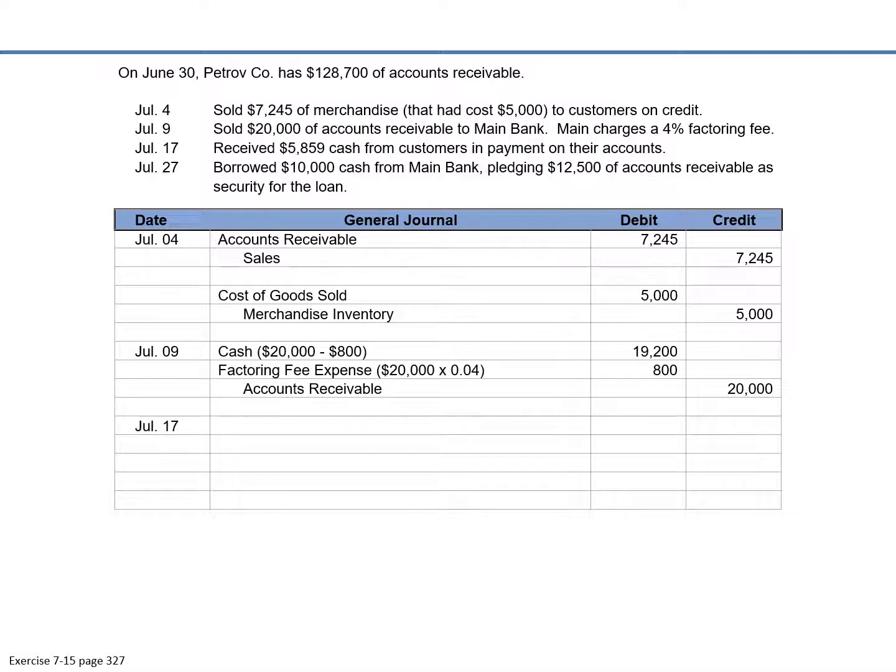Then on July 17th, we received $5,859 cash from customers in payment on their accounts. So we record cash, increase it with a debit, and we're going to reduce the receivables for the amount we collected. And then on July 27th, we borrowed $10,000 cash from Main Bank, pledging $12,500 of receivables as security for the loan. So Main Bank gives us $10,000 cash, and we recorded notes payable for $10,000.